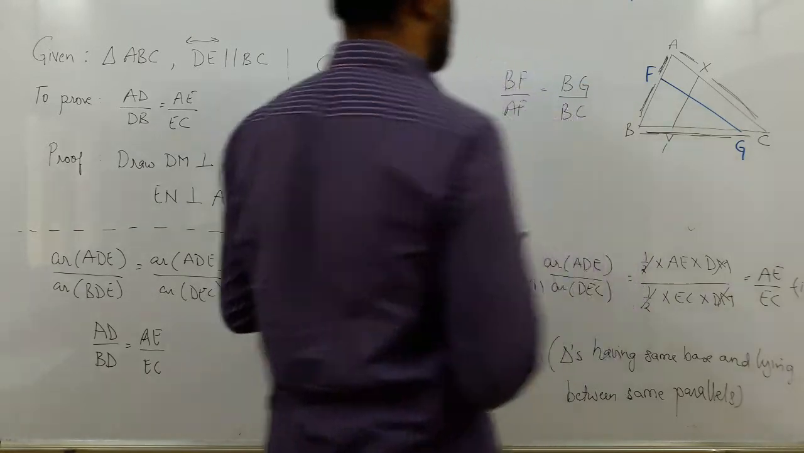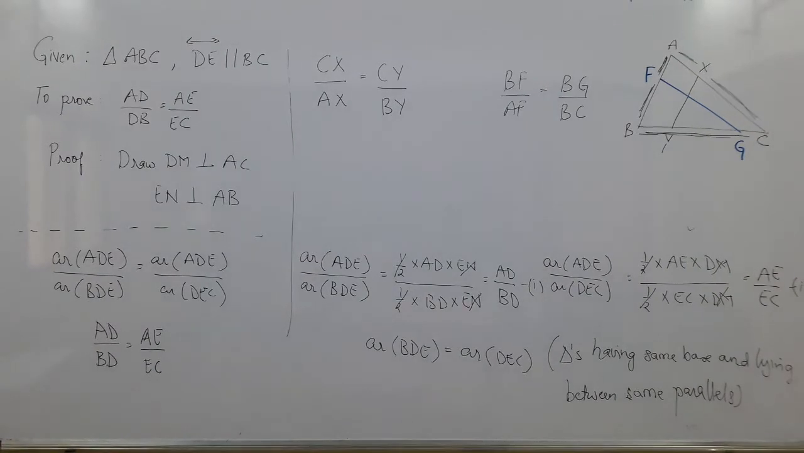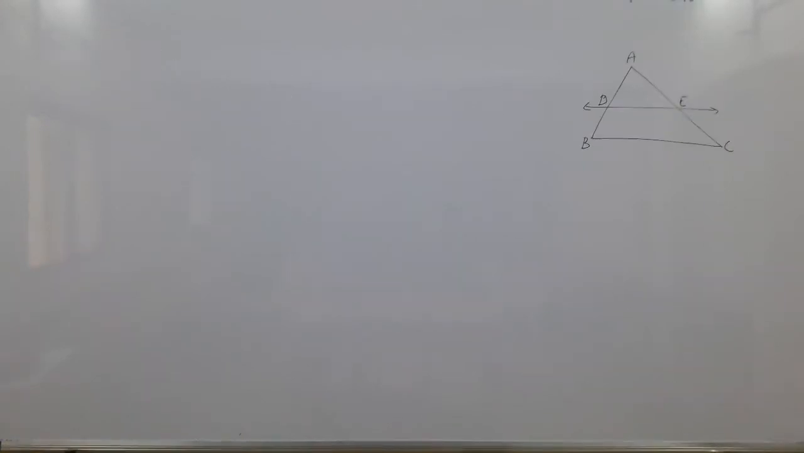So I have written this theorem in all the three forms now. Whichever parallel side you take, the other sides are divided in the same ratios. This is the theorem. Okay?